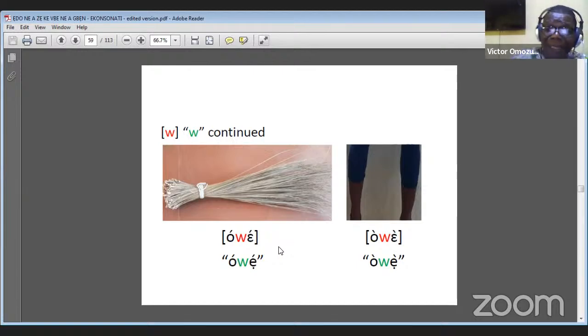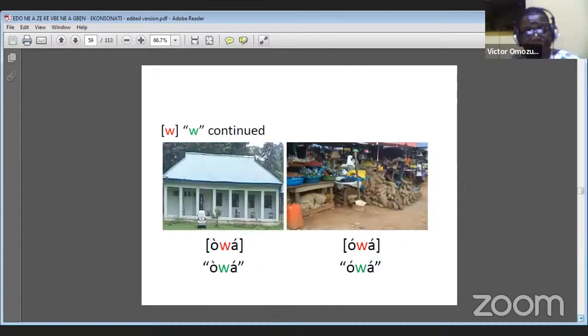Owe, different from owe, legs. Owe, you see, high tone there. Then this other one, they contrast. Owe. The we.